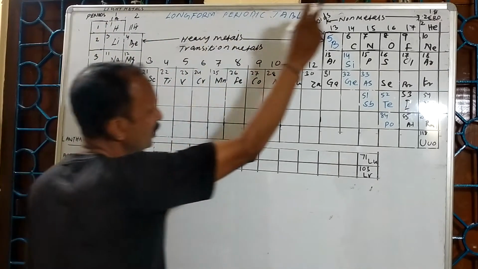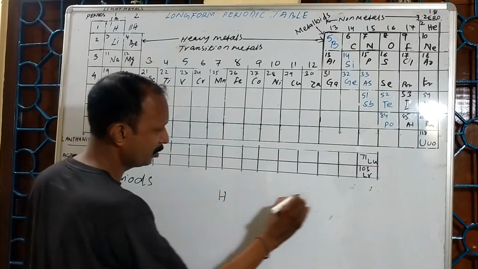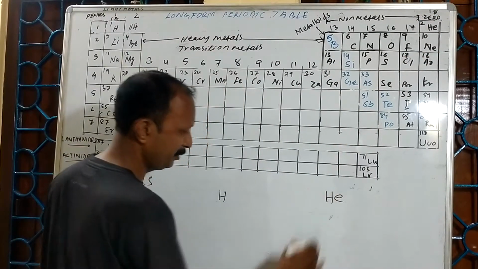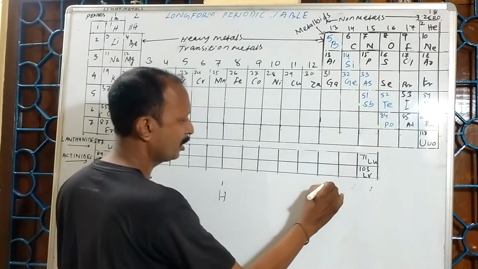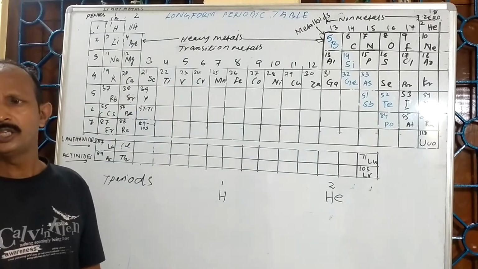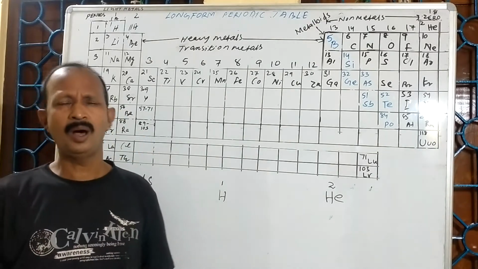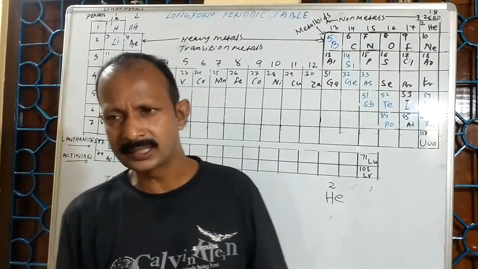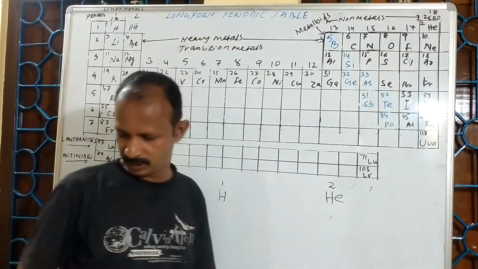One is hydrogen, I have written. Last I have written helium. Hydrogen is there, helium is there. You know the atomic number of hydrogen is 1, atomic number of helium is 2. That means the number of main cells, or you can say orbits, decides to which period the element belongs.